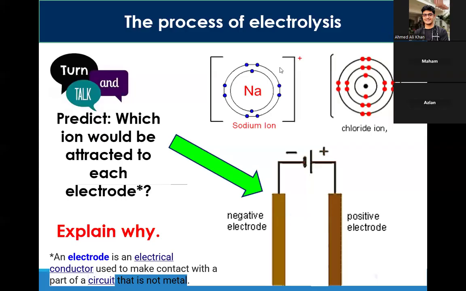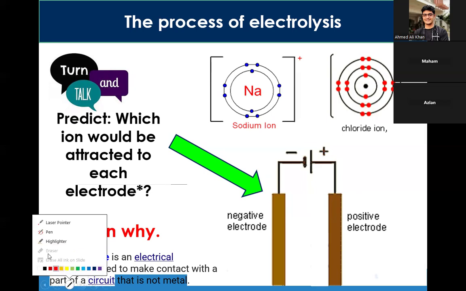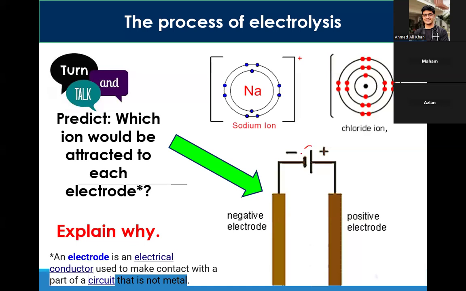Okay, so let's continue. We were talking about an electrochemical cell and how electrolysis occurs. In the previous video, we talked about an electrochemical cell. An electrochemical cell is made up of a battery, which has a positive terminal and a negative terminal, otherwise also called the electrodes.